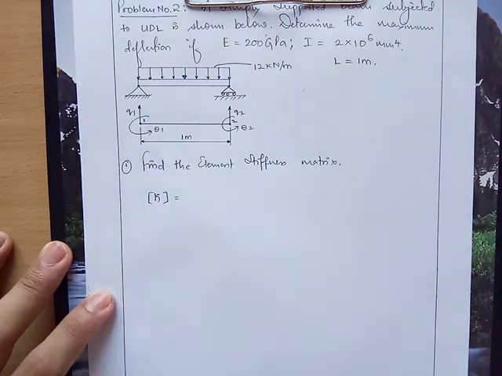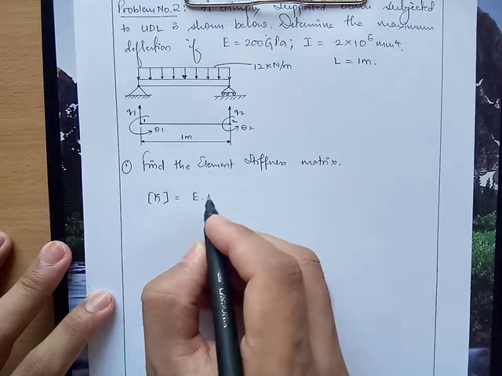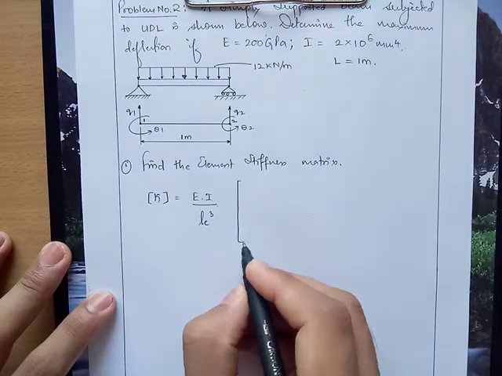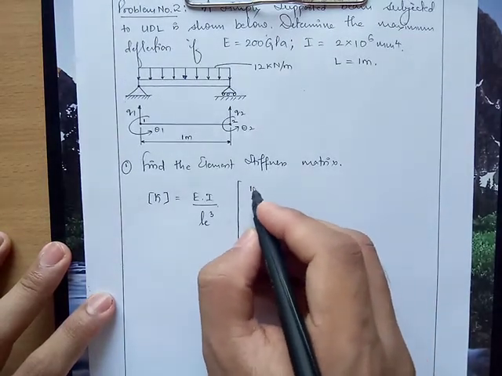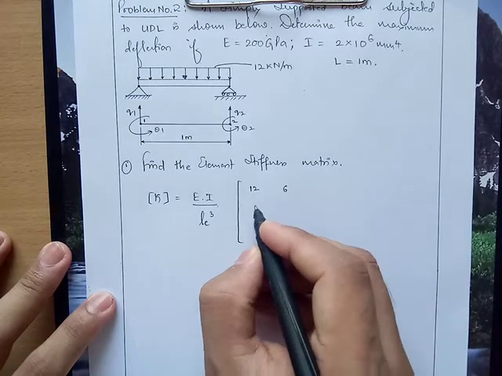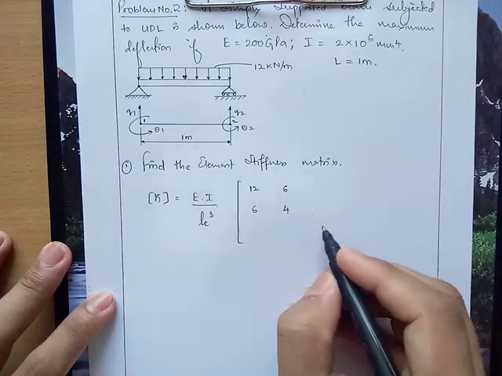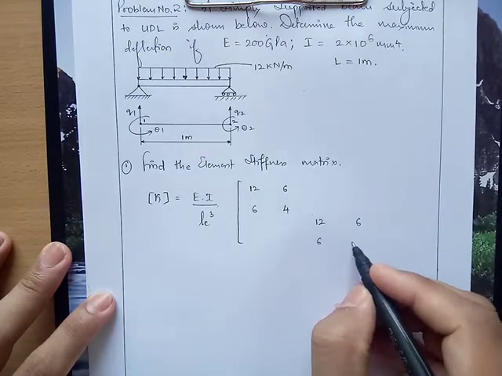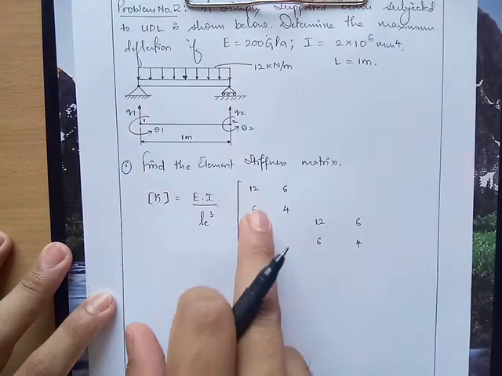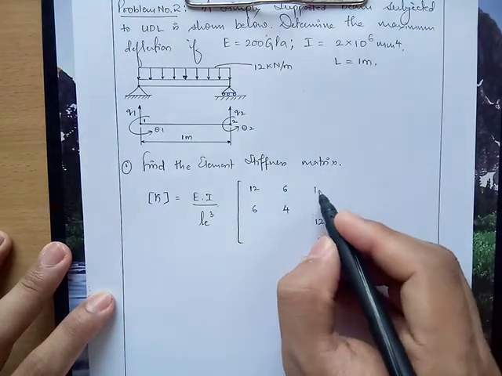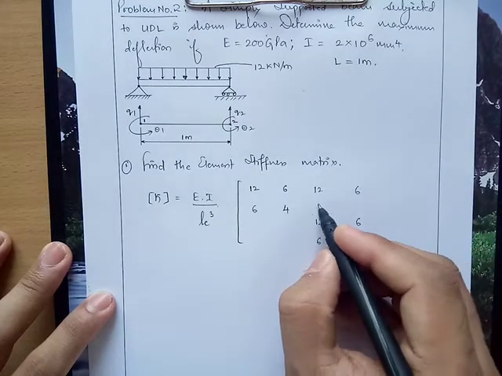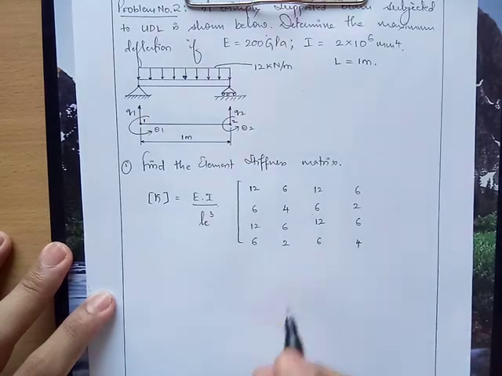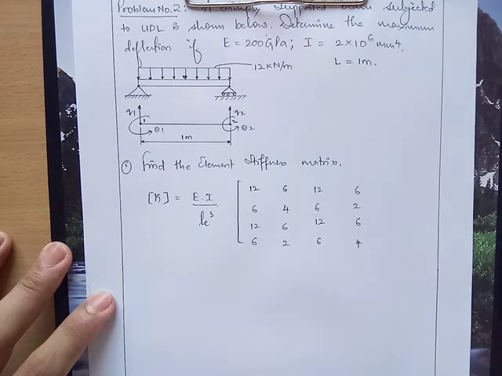K is equal to E into I divided by length of the element whole cube. I have told you how to remember this. It is 12, 6, 6, 4. Once again 12, 6, 6, 4. So these two sets remain the same. After that you have 12, 6, 6, 2, 12, 6, 6 and 2.